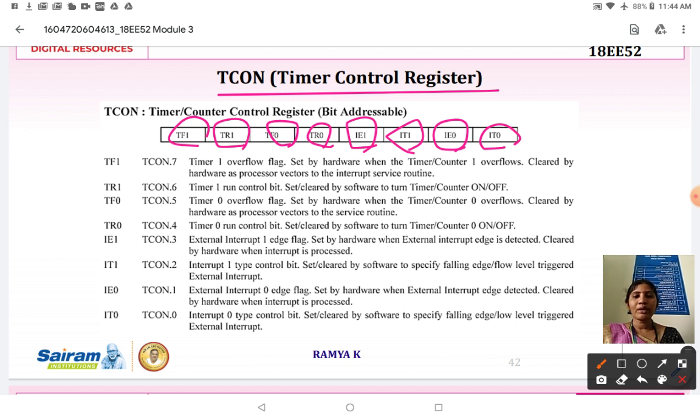TF1 is nothing but the timer 1 overflow flag. It will be set by the hardware when the timer or counter 1 overflows, and it is cleared by hardware as the processor vectors to the interrupt service routine.